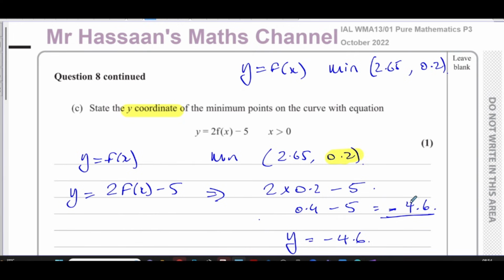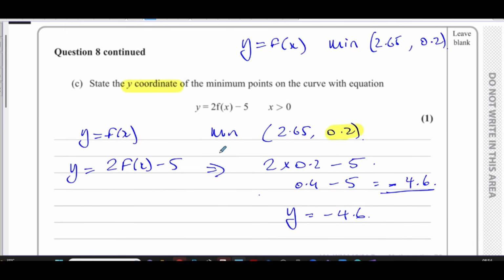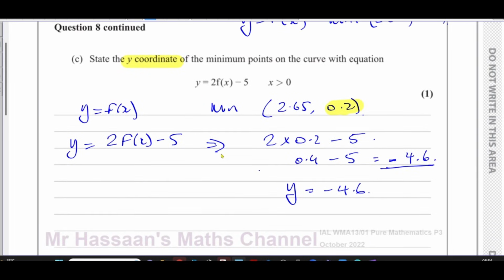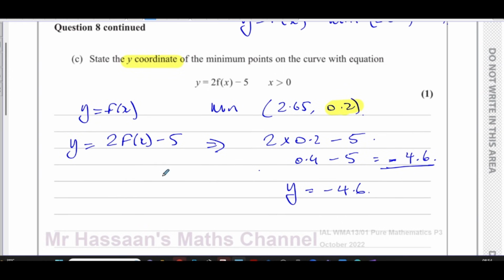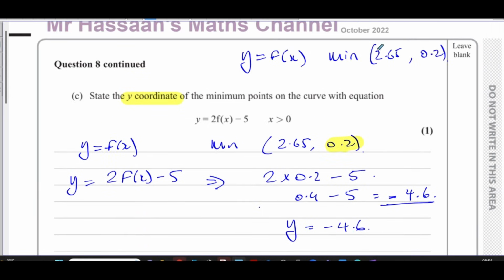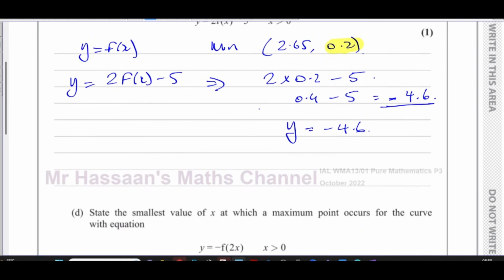The x coordinate will actually stay the same, but they're only asking for the y coordinate, so we don't have to worry about writing that down. They only want the y coordinate. If they said find the coordinates of the minimum point, this will be 2.65 and minus 4.6. Okay, so that is, after this transformation, the y-coordinate of the minimum point on the curve. All the minimum points will have this y-coordinate, and the first minimum point will be the one which has an x-coordinate 2.65.